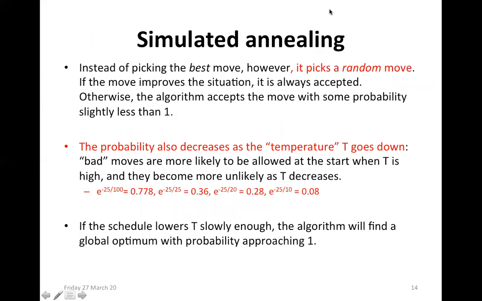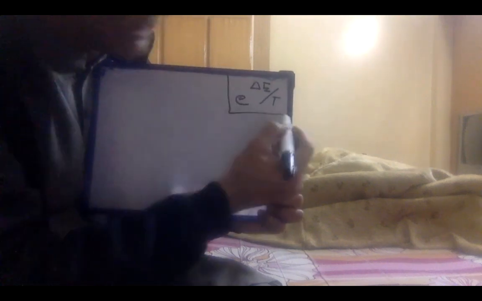So just a moment, I am again pausing my recording and I will explain this thing on the board again. So I'm again just showing you what that probability means. So I am going to discuss this e exponent delta E divided by T. I'm going to explain this concept.